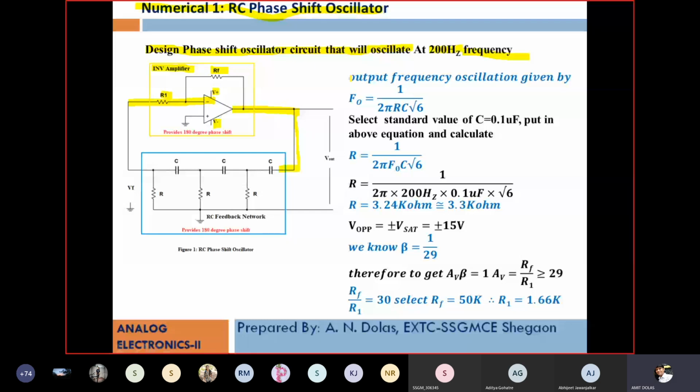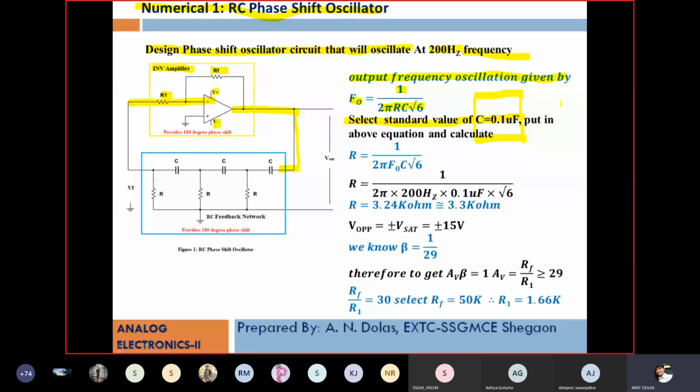In this, the output frequency of oscillation is given by the same formula: F0 is equal to 1 over 2 pi RC root 6. Select a standard value of capacitor, say 0.1 microfarad. It is recommended to select less than 1 microfarad always if you go for further design also. I have selected 0.1 microfarad for the capacitor, but there is no restriction and no need to mug up this value. You may select 0.01 microfarad, you may select 0.22 microfarad, but it must be a standard value, not like 0.25 microfarad, because a 0.25 microfarad capacitor is not available in the market.